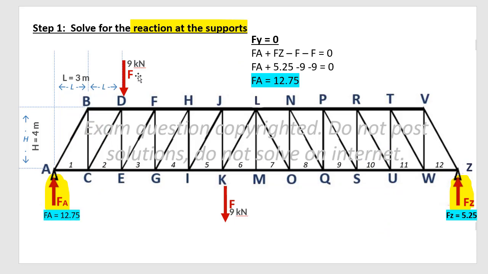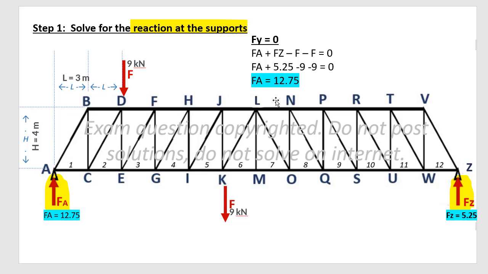From there, what we're going to do is just make sure everything in the Y direction adds together. So we've got two 9s coming down, so that means 12.75 plus 5.25 will add up to both of those 9 kilonewton forces coming down.